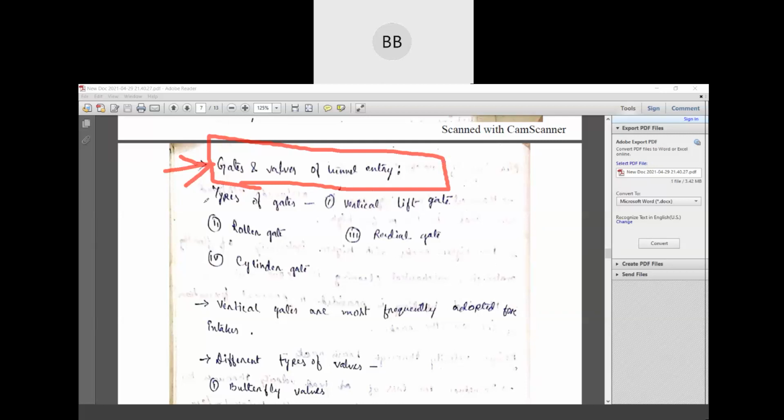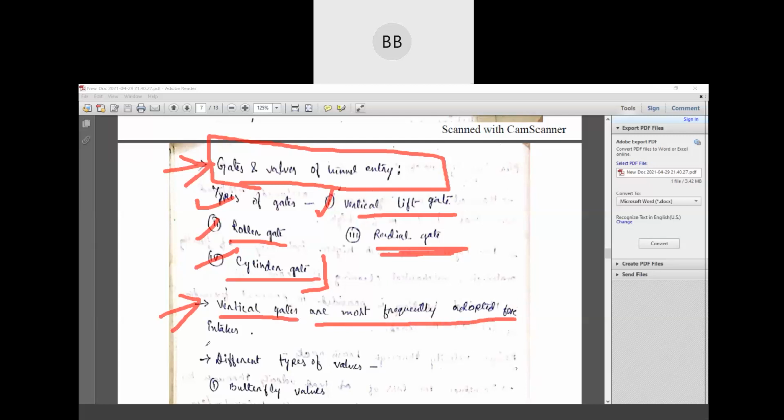So we have different types of gates. First one is vertical lift gate. Second is roller gate. Third is radial gate, and fourth one is cylindrical gate. This type of gate you have already used. You have written there for dry tower intake. Out of this, we mostly or frequently use vertical gates. They are most frequently adopted for intakes.